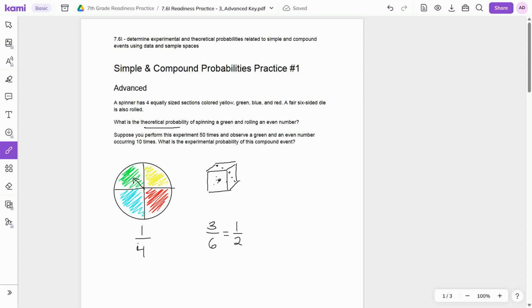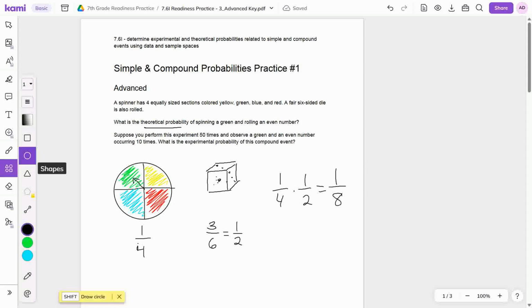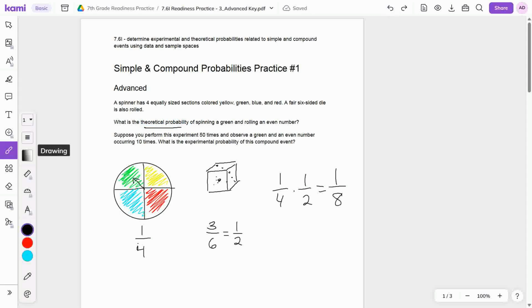So what is the theoretical probability of spinning a green and rolling an even number? Well, to find compound probabilities, we just multiply the probability of each individual event. So I'm going to look at 1/4 times 1/2, and we've got 1/8. So my theoretical probability of landing on a green and then getting an even number, put that in blue so we see that link here, is 1/8. Now let's look at the experimental probability.